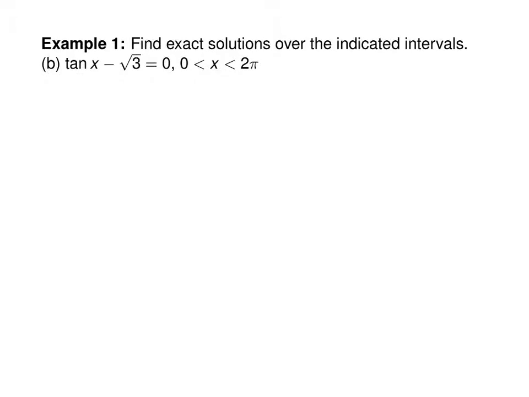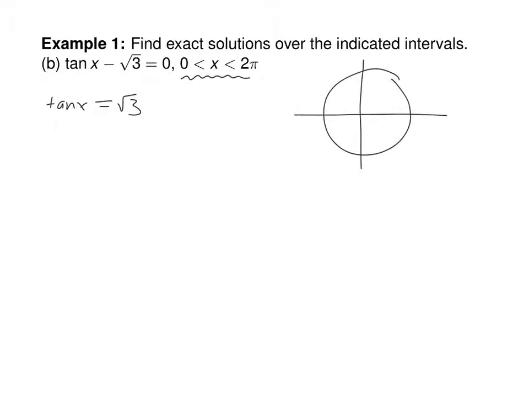Okay, find exact solutions over the indicated interval. So this one just says for x's between 0 and 2 pi. And I've got tan x minus root 3 equals 0. Well, that's the same thing as saying tangent of x equals root 3, right? Okay. So could that be a quarter, or must it be a sixth or a third? It's got to be either a sixth or a third, one of the two, because they're the ones that involve the root 3 somehow. So this first point has coordinates 1/2, root 3 over 2.